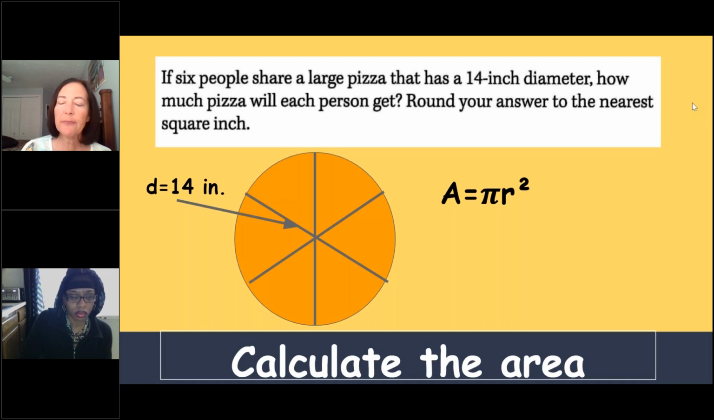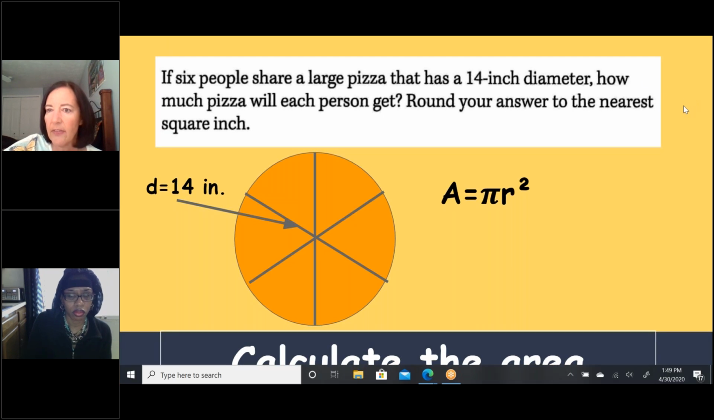Okay. The next couple I consider challenge problems, but I think the two of you can handle them. First one is, if 6 people share a large pizza that has a 14-inch diameter, how much pizza will each person get? Round your answer to the nearest square inch. This was a really complicated problem. So let's just start off calculating the area of this pizza, and then we'll deal with getting one slice later. So everyone, go ahead and calculate the area of the pizza.